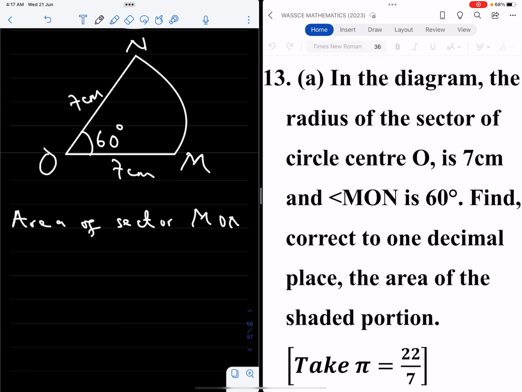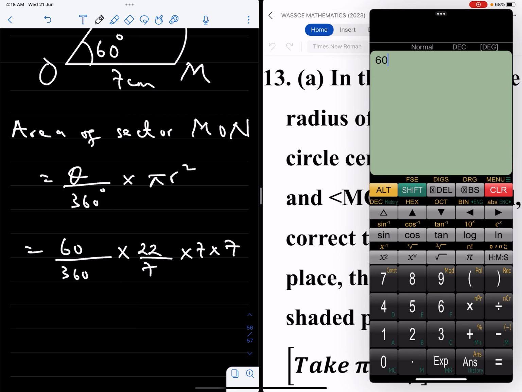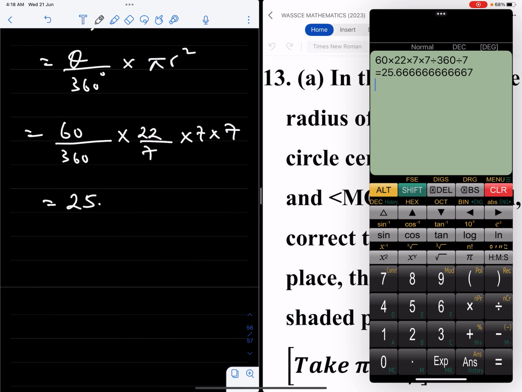Area of sector MON equals theta over 360 times pi r squared. That simply means 60, the angle of the sector, over 360 times pi, which was given as 22 over 7, times r squared, that's 7 times 7. We can work that out: 60 times 22 times 7 times 7 divided by 360 divided by 7, and that's 25.667 centimeters squared.